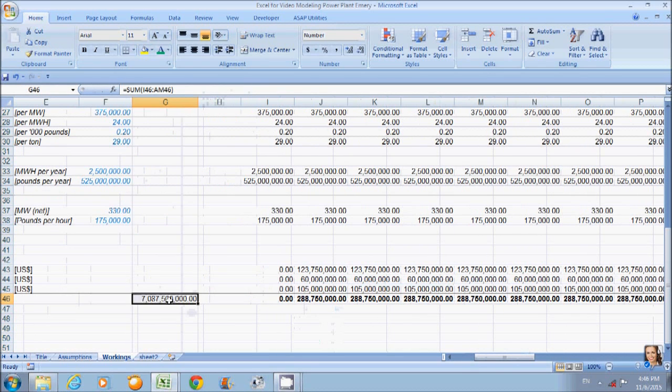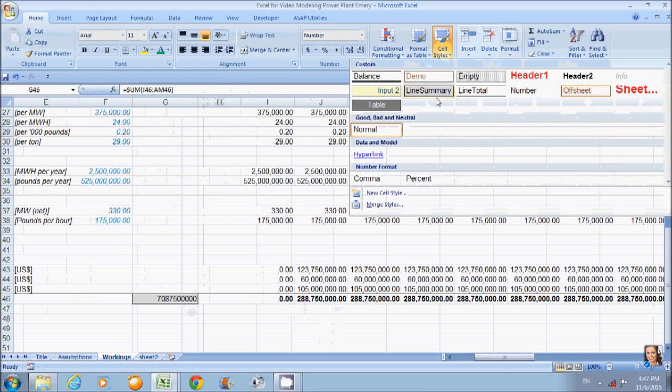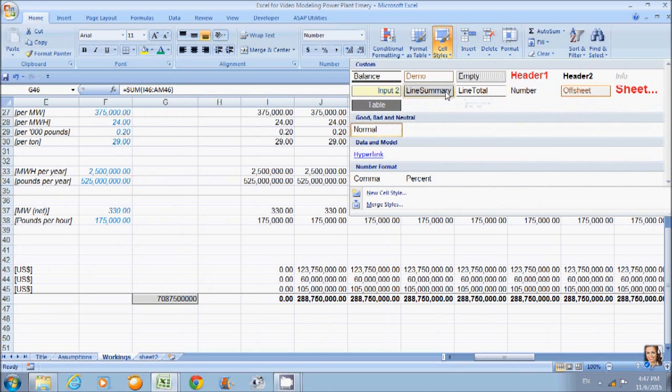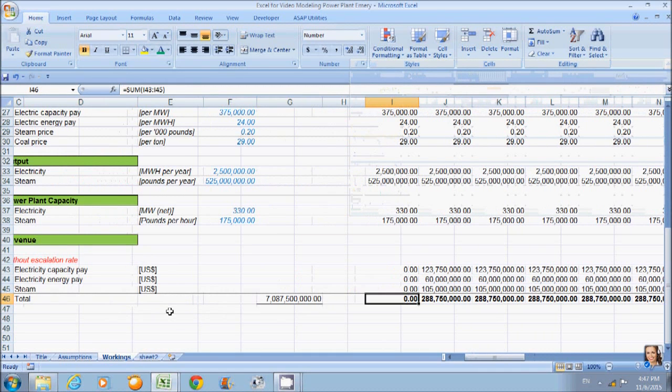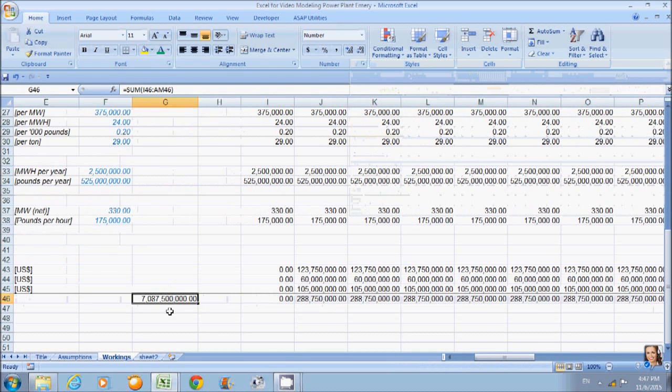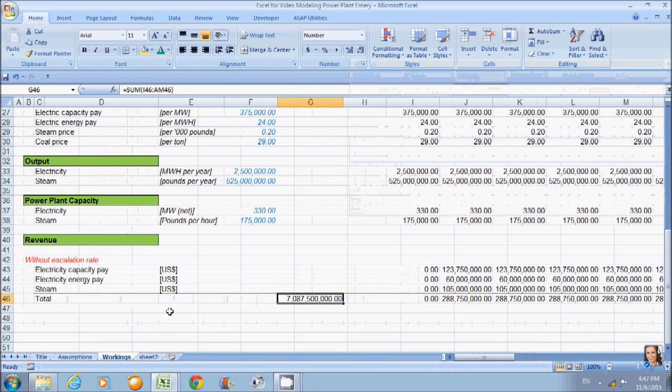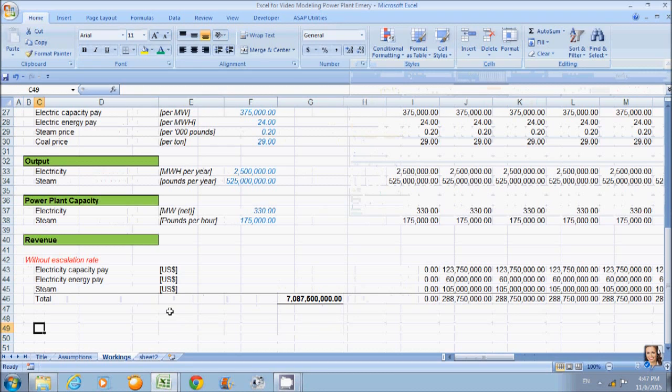Okay. Alright, so this is put the line summary, line total. Okay, so line total. Okay, this probably we don't need this. Just we need to pull this. Okay, and then now we need the with escalation rate.